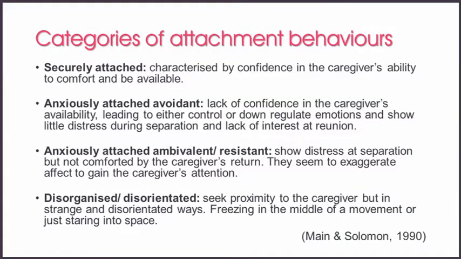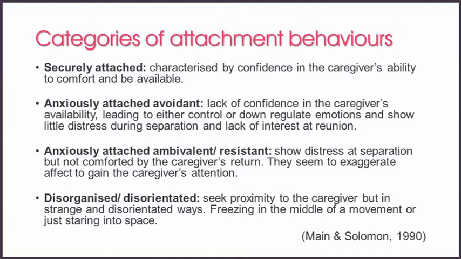Students that are securely attached are characterised by confidence in their caregiver's ability to comfort them and be available for them. Anxiously attached avoidant infants lack confidence in the caregiver's ability, leading to either control or down-regulation of their emotions, and show little distress during separation and lack interest at reunion. Anxiously attached ambivalent students, or resistant infants, show distress at separation, but are not comforted by their caregiver's return. They seem to therefore exaggerate affect to gain the caregiver's attention.